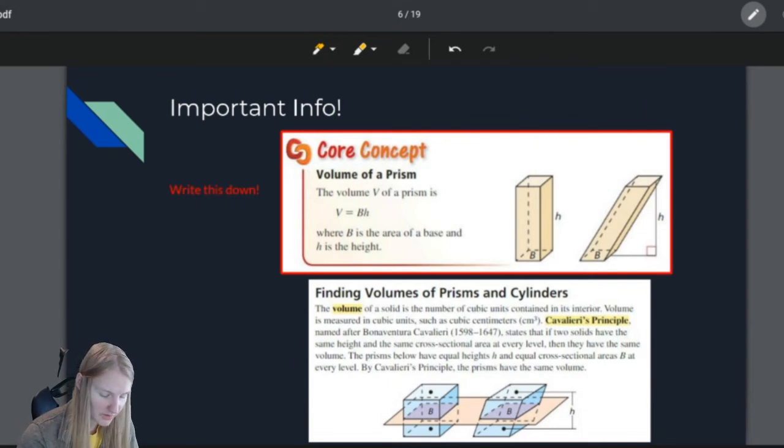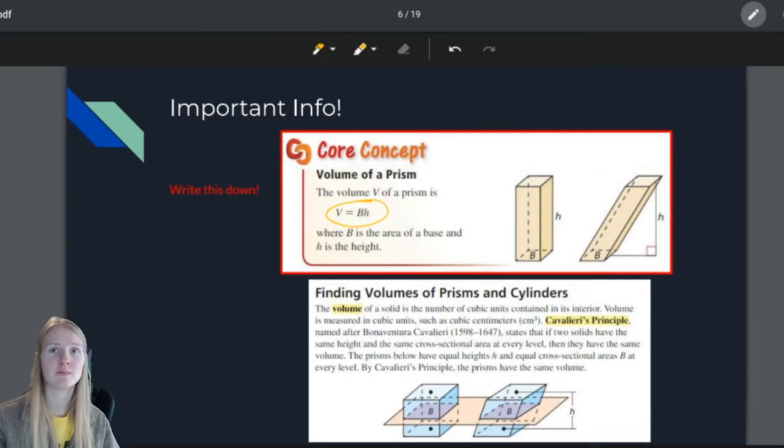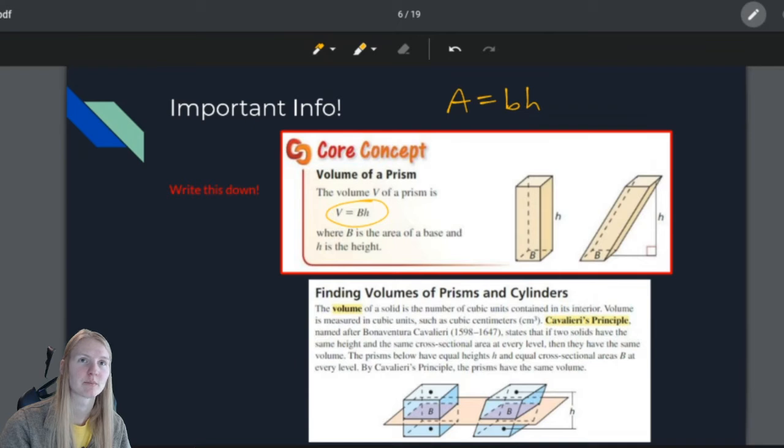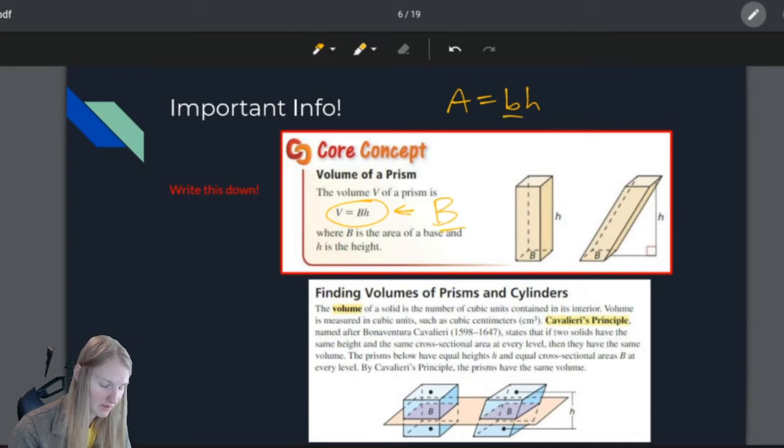The volume of a prism is right here, and you need to write this down. The volume of the base times the height. Now that looks very similar to the area of a parallelogram. The area of a parallelogram is base times height. Notice how this base is capitalized. We have lowercase b versus uppercase B. And the capital B is the area of the base. So when we use the capital B, we're talking about the area of the base.